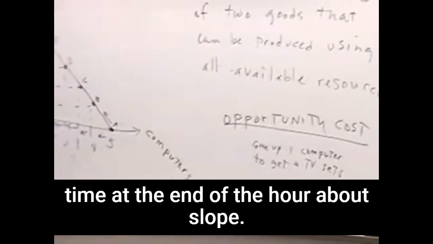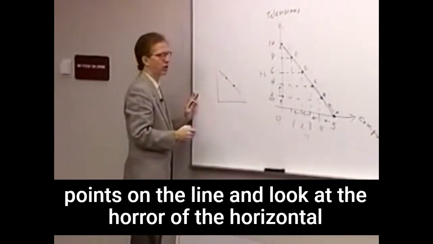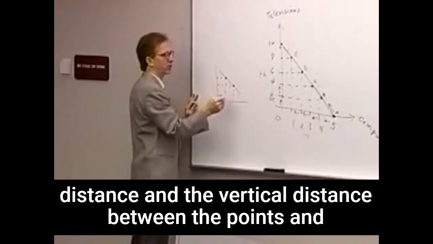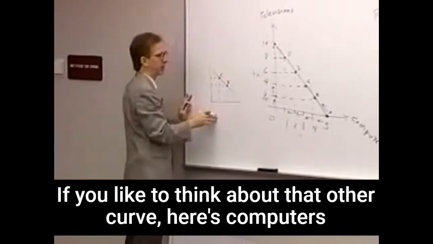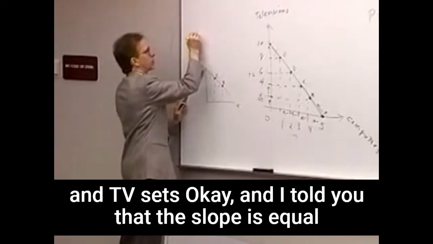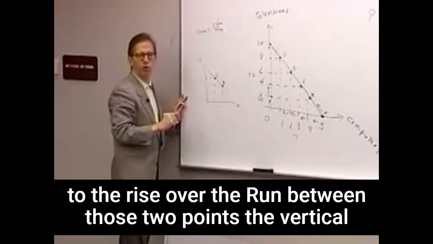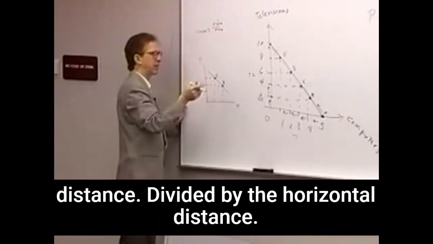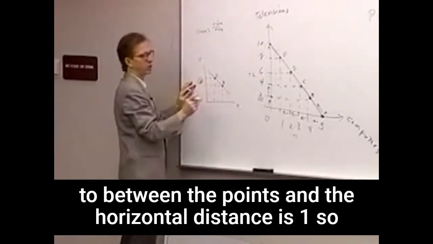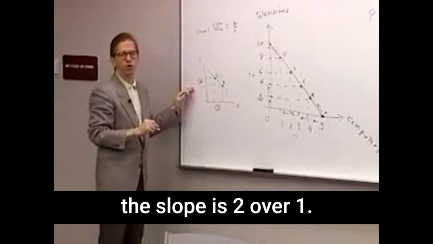We talked a little bit last time at the end of the hour about slope. But what I told you to do is, if you've got a line, pick 2 points on the line and look at the horizontal distance and the vertical distance between the points. And here's B and C, if you like to think about that other curve. Here's computers and TV sets. I told you that the slope is equal to the rise over the run between those 2 points, the vertical distance divided by the horizontal distance. And so what we would have here is the vertical distance is 2 between the points, and the horizontal distance is 1. So the slope is 2 over 1.